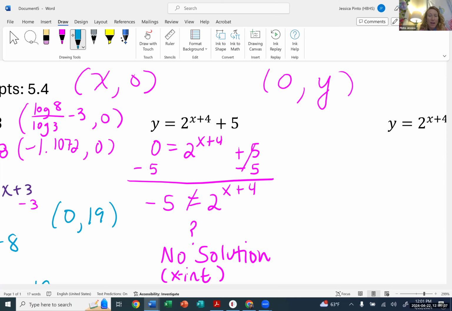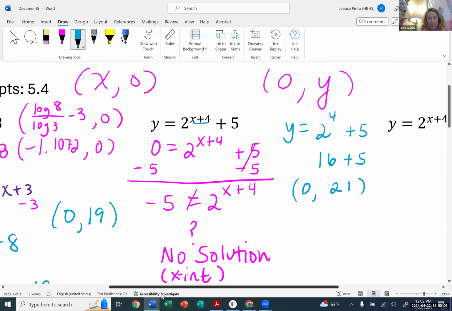So cool. Now to find the y-intercept, we just do the work of plugging in 0 for x. So we've got y is equal to 2 to the 0 plus 4 plus 5. It will still have a y-intercept. That's giving me 16 plus 5. I'm getting 21. Easy. So the y-intercept is a lot easier in this case.